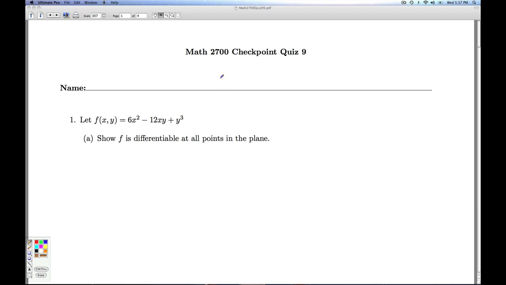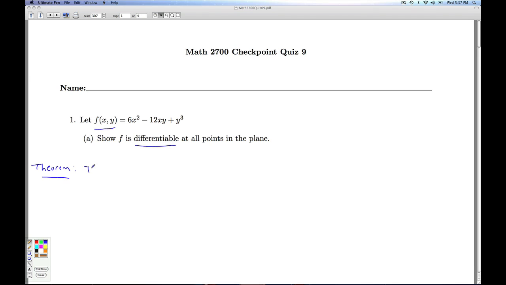Hi folks, this is Calc 3 Checkpoint Quiz 9. We're given a function of two variables and we're asked to show it's differentiable at all points in the plane. So how do we go about doing that? Well, we can go back and appeal to the definition of differentiability, which you'd sooner forget, or we can use our power tool, which is our theorem.